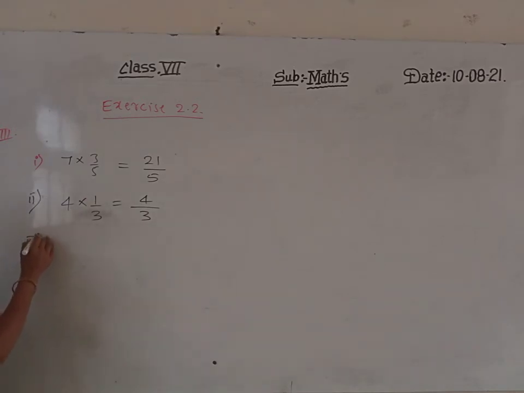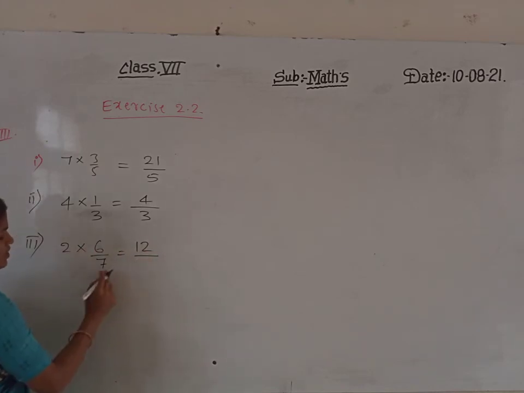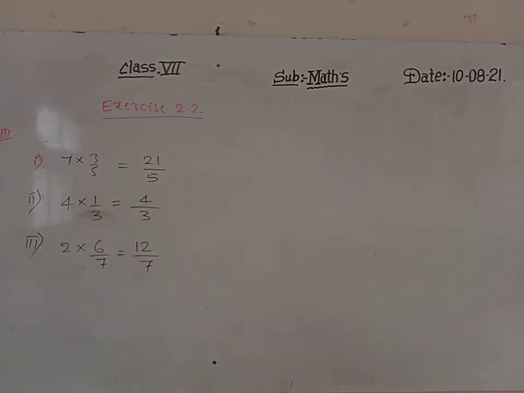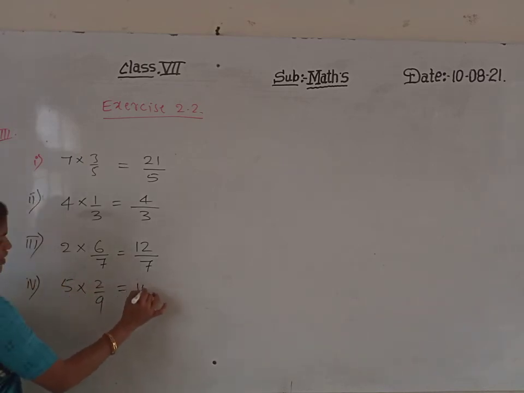Next, third one. Please solve with me also. You also solve with me, so you can complete all these works easily. Next one, 2 into 6 by 7. 2 6s are 12 divided by 7 as it is. So next one, 5 into 2 by 9. 5 2s are 10 divided by 9 as it is.